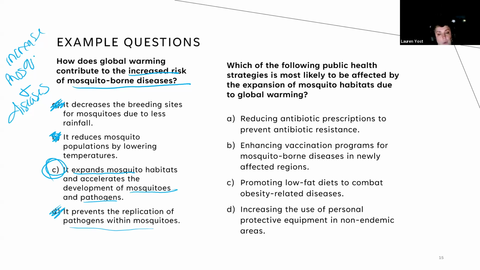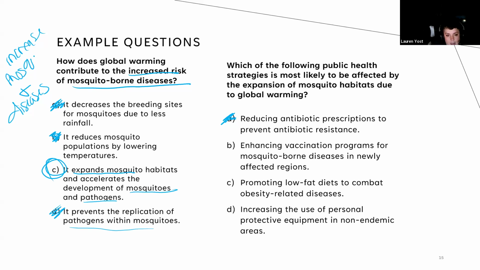Our next question: which of the following public health strategies is most likely to be affected by the expansion of mosquito habitats due to global warming? Okay, so reducing antibiotic prescriptions to prevent antibiotic resistance, is that going to be affected by our mosquito populations? This doesn't have to do with our antibiotic resistance. That happens as a result of our bacteria being able to exchange genetic information between each other through horizontal gene transfer, which we learned about in earlier chapters. So that was chapter 6. That doesn't rely on mosquitoes, right?